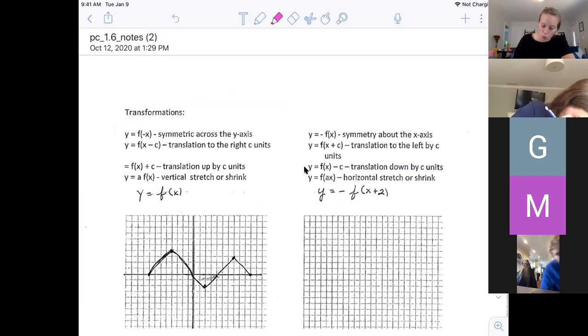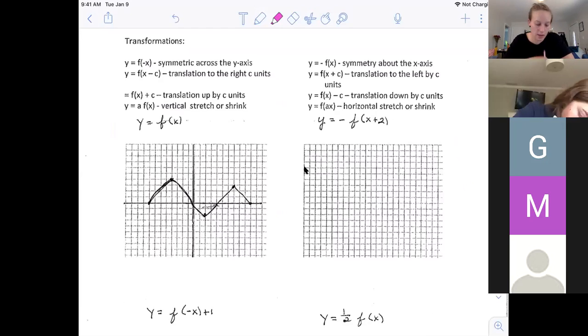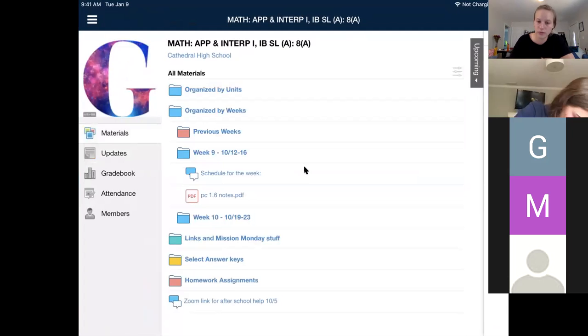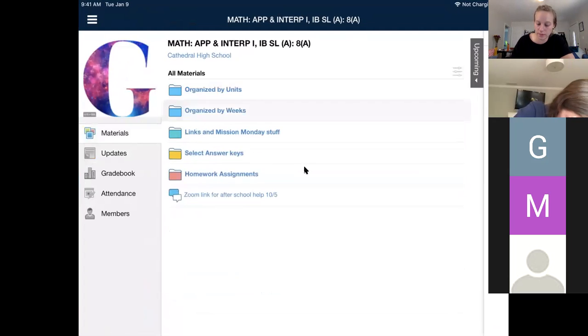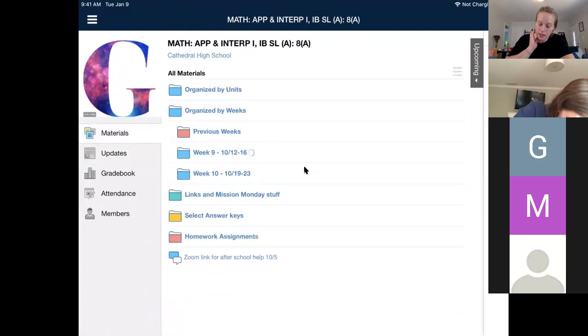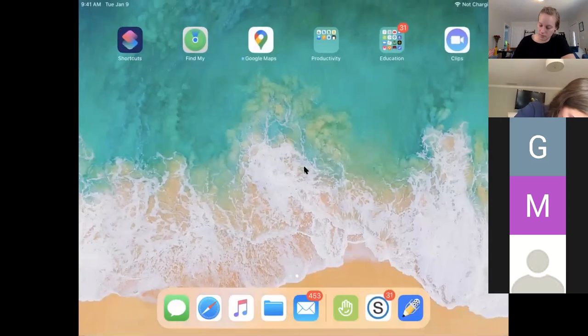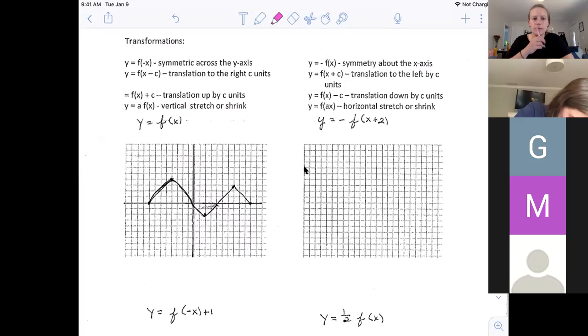Okay. Where can I find this sheet? Yeah, this is in your Schoology under week 9. So if you go to the organized by weeks folder, it pops down to say week 9, and then it says PC 1-6 notes. Awesome. Everyone getting that? Okay.